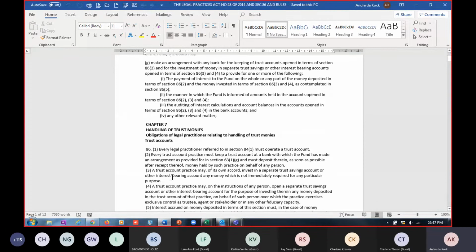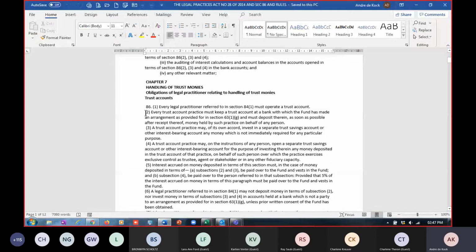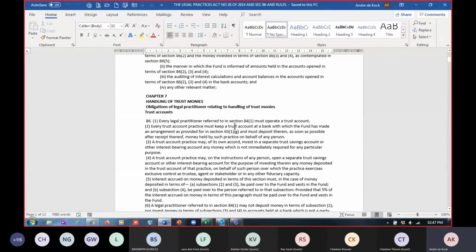Now, chapter 7, and we did this yesterday. 86.1: every legal practitioner referred to only as a trust account practice must operate a trust account. Every trust account practice must keep a trust account at a bank with which the fund has made an arrangement, and must deposit therein as soon as possible after receipt money held by such practice on behalf of any person.